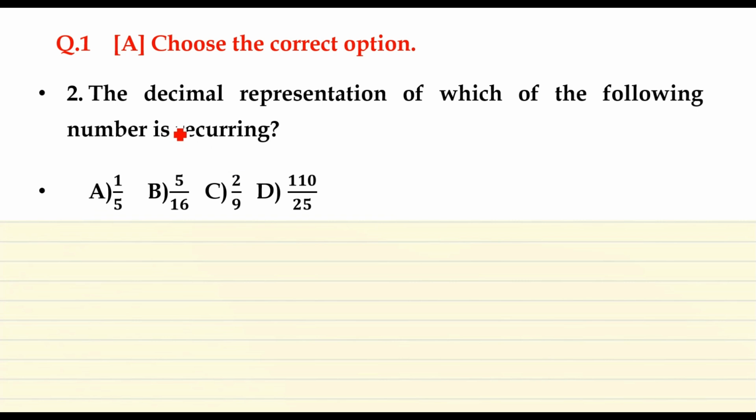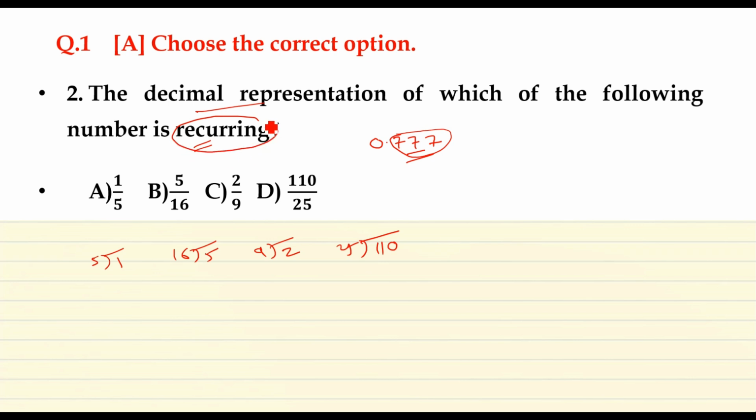Now the next question is on the chapter called real numbers. Given here is the decimal representation of the following recurring. Recurring means, for example, suppose I am writing 7.0777, then this 777 is recurring. So the question asks: if you divide 5 by 1, 16 by 5, 9 by 2, and 25 by 110, then which will be recurring?